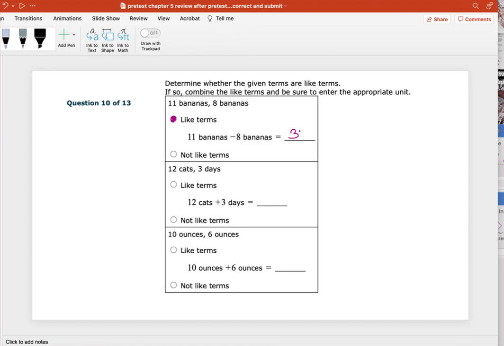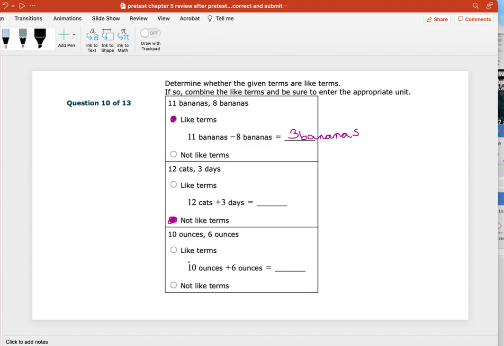Okay, so what they're doing here, usually when we say combine, we're thinking adding together. But here they're using combine, meaning we can do the math with them. Okay, so it is going to be 3 bananas because you're not really adding there. 12 cats, 3 days. Those are not like terms. We cannot do math with those. We cannot do addition and subtraction.